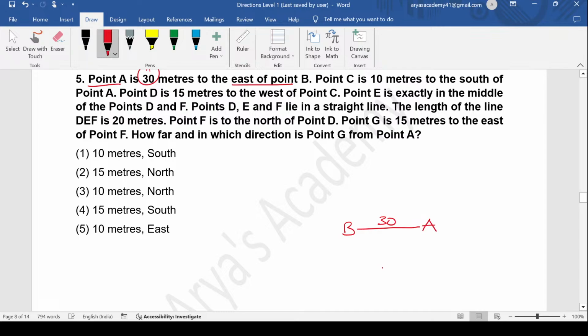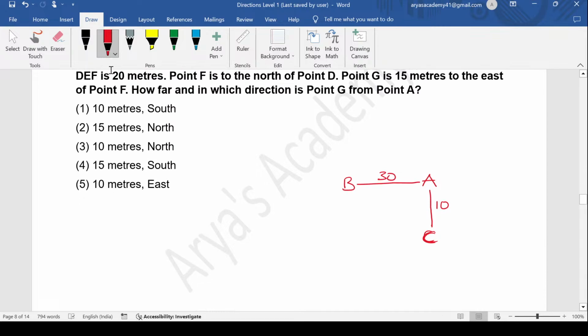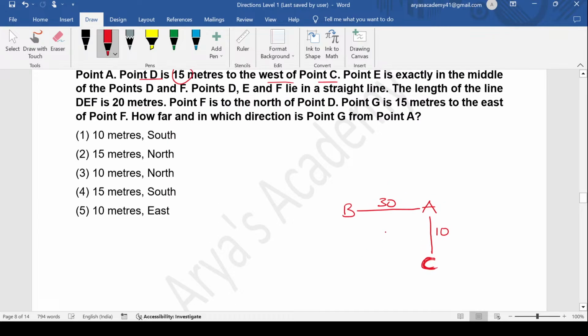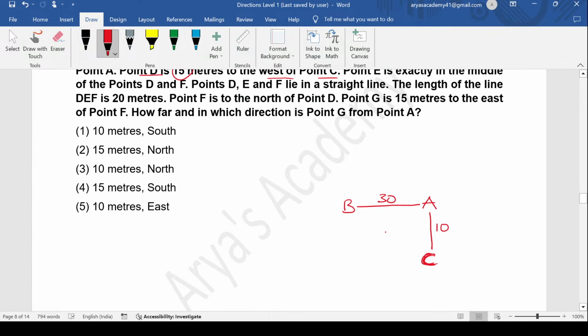Fine. Point C is 10 meters south of point A. Point A is here towards south, means I have to come down, and that too just for how much? 10 meters. Here is a point named C, right? Then point D. Point D is 15 meters, and that too to the west of point C. Where is point C? Point C is here. So point C is here towards west, and that too at a distance of 15. This is how much? 30.